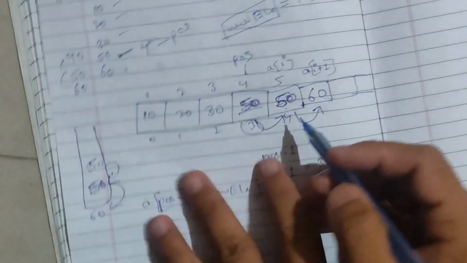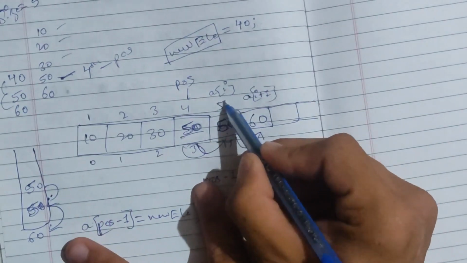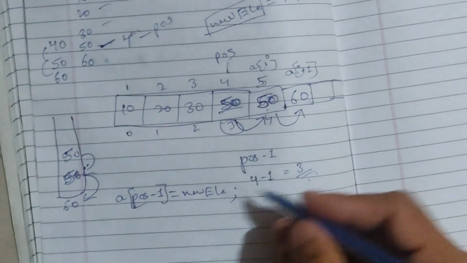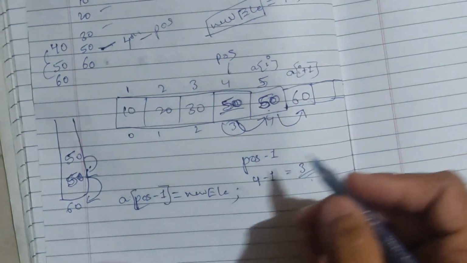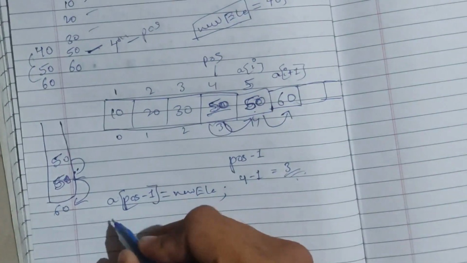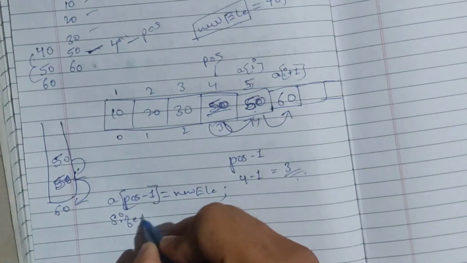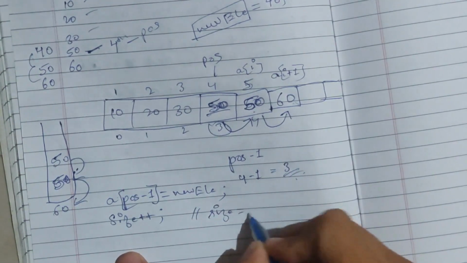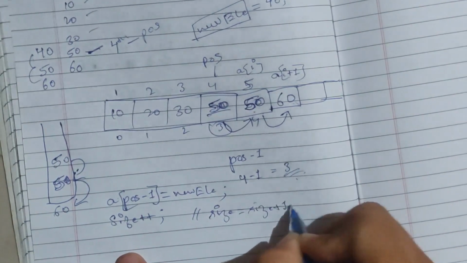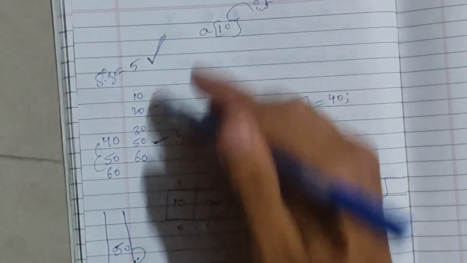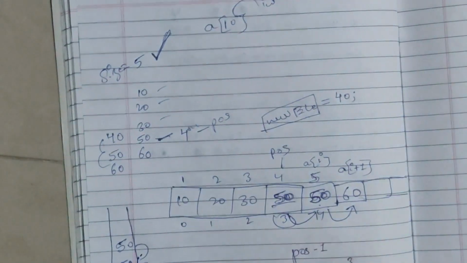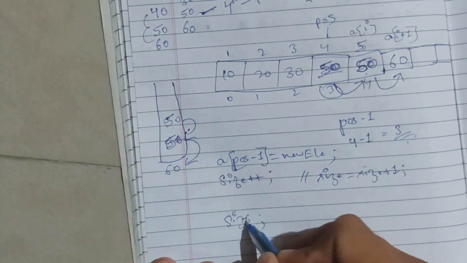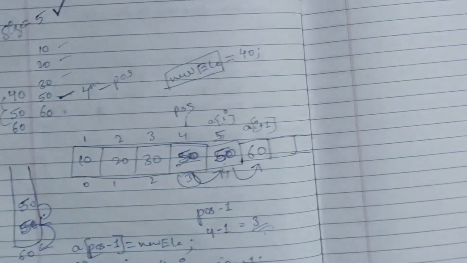And after that, see, first the size was 5. After inserting a new element, the size will increment, right? After inserting only one new element, the size will be size plus 1, which is nothing but size plus plus, or you can also write size is equal to size plus 1. So first the size was 5, but after inserting a new element, the size will be 6, and now you can just print the array. So this is what the logic is.